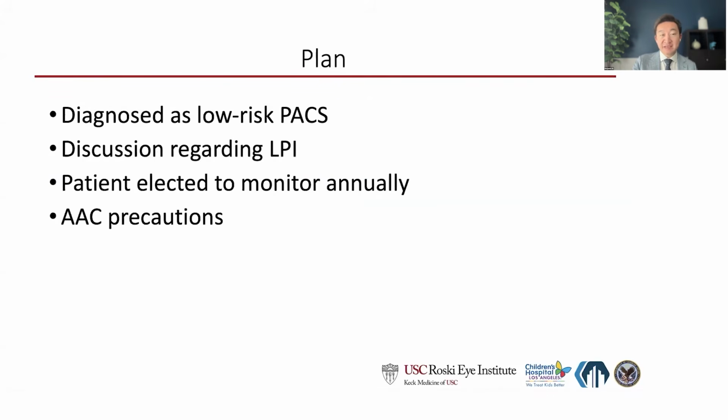So based on this data, I diagnosed this patient as low-risk PACS, and we had a discussion regarding LPI, but since she wasn't motivated initially, and I didn't think that she was at high risk, we elected to monitor annually. I did, however, give her acute angle closure precautions.